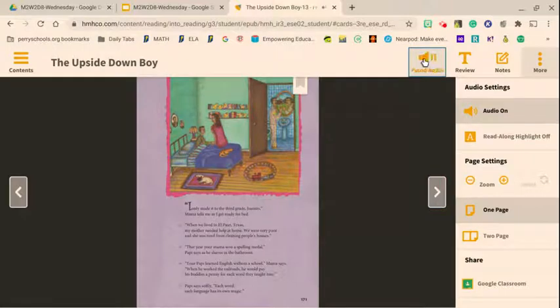I only made it to the third grade, Juanito, Mama tells me as I get ready for bed. When we lived in El Paso, Texas, my mother needed help at home. We were very poor and she was tired from cleaning people's houses. That year your mama won a spelling medal, Poppy says as he shaves in the bathroom. Your Poppy learned English without a school, Mama says. When he worked the railroads, he would pay his buddies a penny for each word they taught him. Poppy says softly, each word, each language has its own magic.